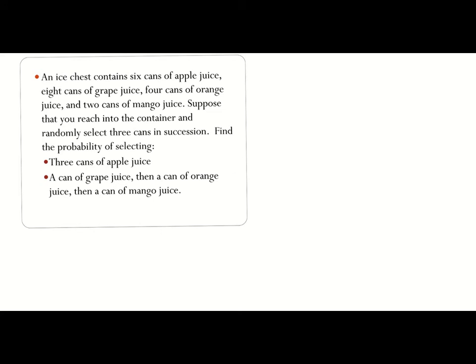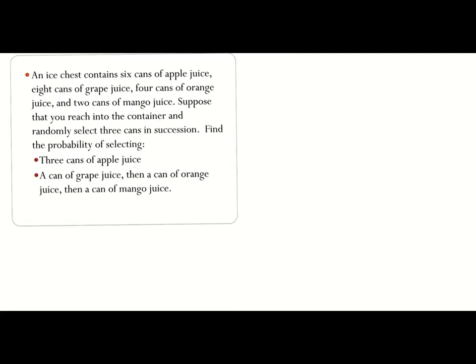All right, so here we have an ice chest that contains 6 cans of apple juice, 8 cans of grape juice, 4 cans of orange juice, and 2 cans of mango juice. We're going to reach into the container and randomly select 3 cans in succession, and we're not going to replace them. We want to find the probability of selecting 3 cans of apple juice. First we have to figure out how many cans are in the container. If we add 6 plus 8 plus 4 plus 2, we end up with 20 total.